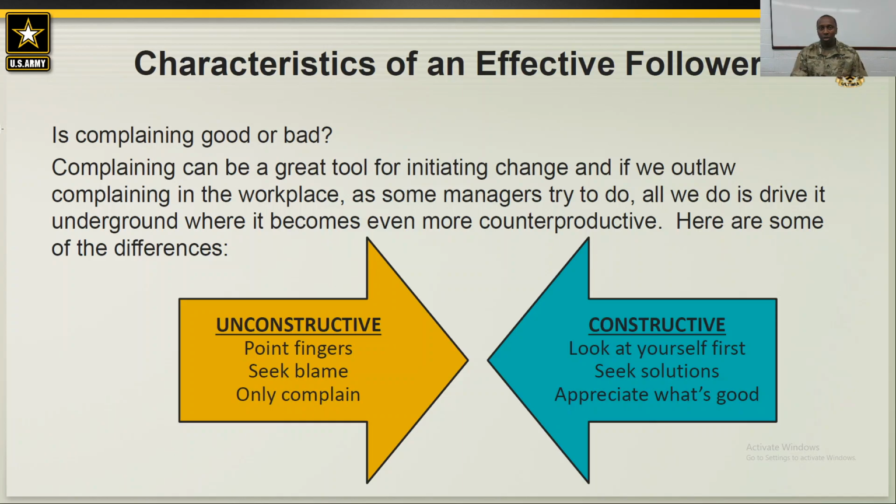Unconstructive, you're only complaining. But constructive is also appreciating what is good. Complain when there's a reason to, but remember to appreciate the good stuff and also just don't always complain. Or, in resiliency class, we call that hunting the good stuff.